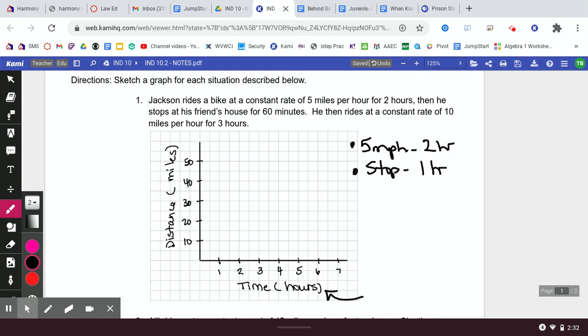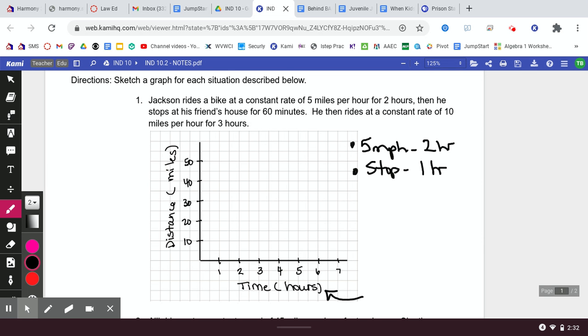All right, so this is indicator 10.2, and if you're at home, go ahead and pause the video and copy down this first graph, your time in hours across the bottom, your distance in miles across the y-axis. Once you've got that copied, go ahead and unpause the video, and then we are having Jackson riding a bike at a constant rate of 5 miles per hour for 2 hours.